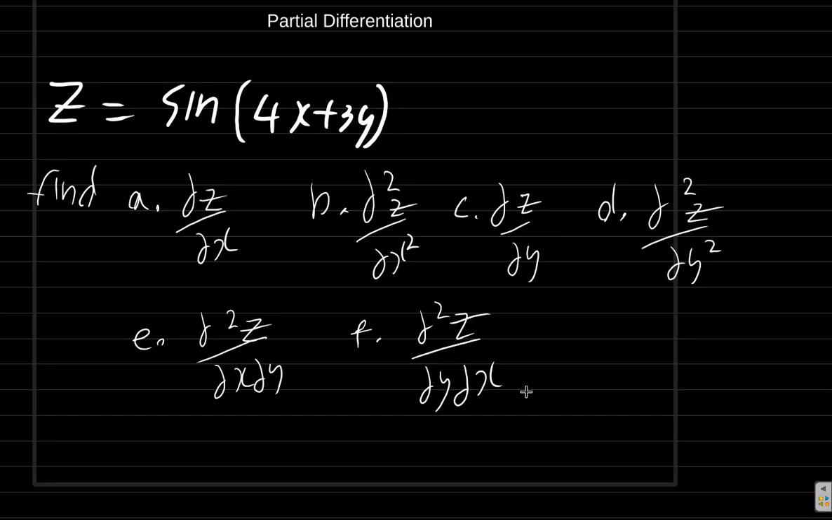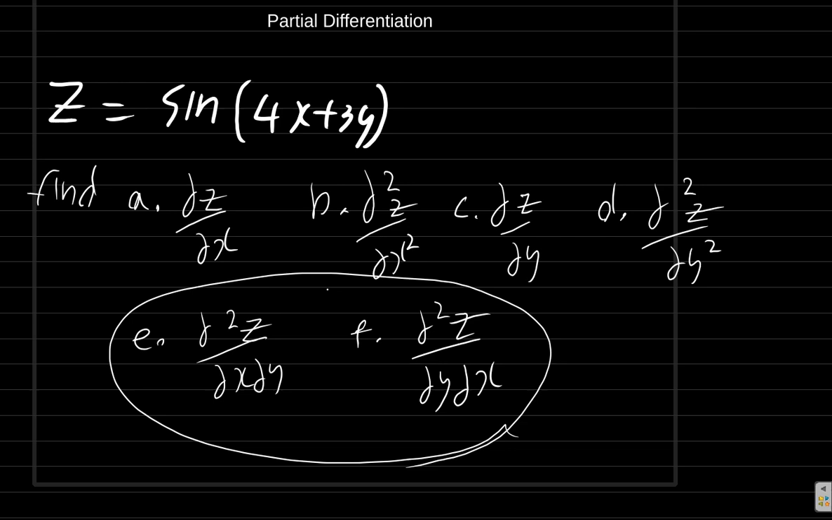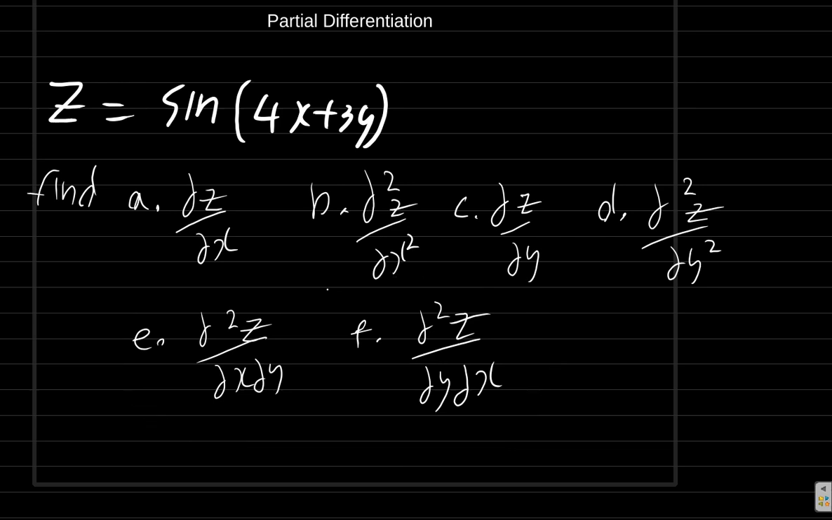Here we have z is equal to sine of 4x plus 3y. I'm going to ask you to find the partial derivatives ∂z/∂x, ∂²z/∂x², ∂z/∂y, ∂²z/∂y², as well as ∂²z/∂x∂y and ∂²z/∂y∂x. And these two should be equal. Alright? So pause the video, write down the question and do all of them.